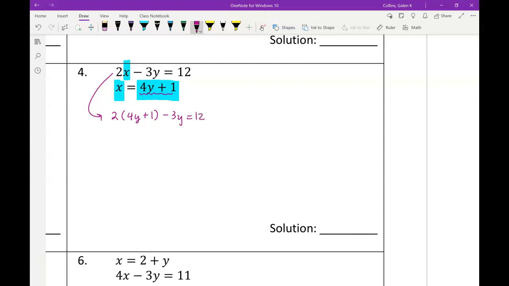So the equation I just wrote is the same as the equation at the top, but instead of x, we substituted 4y plus 1. This one's a little more difficult to solve than the first example, but I can distribute that 2 to get rid of the parentheses. So I get 8y plus 2 minus 3y equals 12. And then I can combine some like terms. So 8y minus 3y is 5y. And from here, we just follow the steps of solving using inverse operations until we find what y equals.